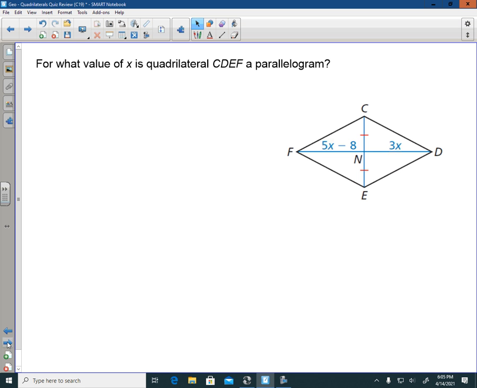For what value of x is quadrilateral CDEF a parallelogram? Well, it looks like we have some diagonals here. And it looks like one of these diagonals, CE, is cut exactly in half by FD. In order for us to have a parallelogram here, we're going to need each diagonal to bisect the other. So what we need is for this part to be congruent to that part. So we're going to have to find the value of x that does that. And so let's find out what value of x will make it work.